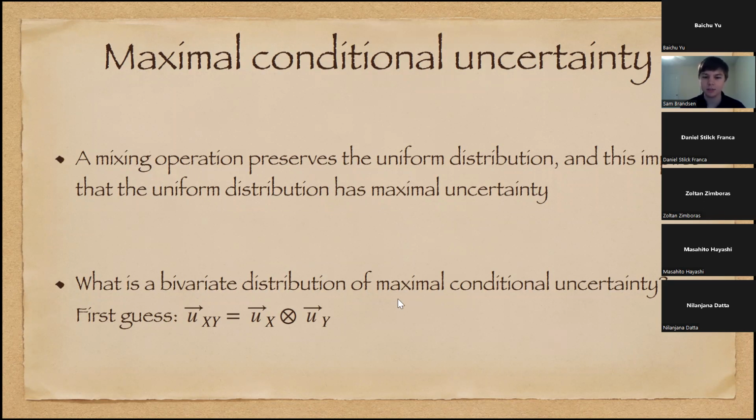However, we know that this might actually not be the most general way to write a maximal conditionally uncertain distribution. After all, conditional uncertainty refers to your uncertainty of X, given your knowledge of Y. So as long as X is maximally uncertain, it's the uniform distribution, and as long as Y is independent of X and not giving you any additional information, you should have maximal conditional uncertainty.